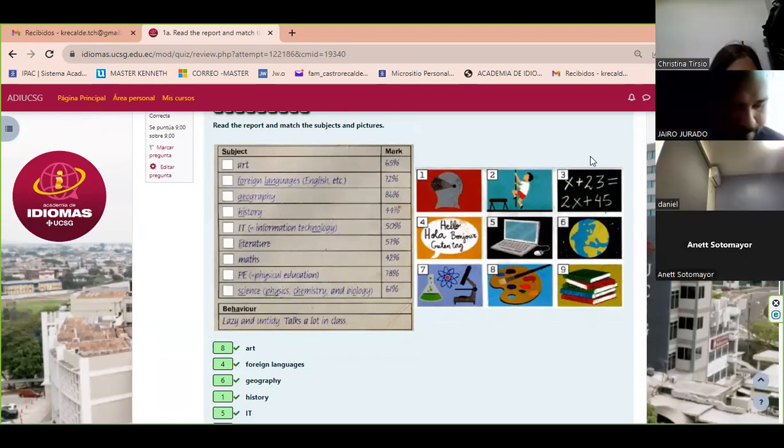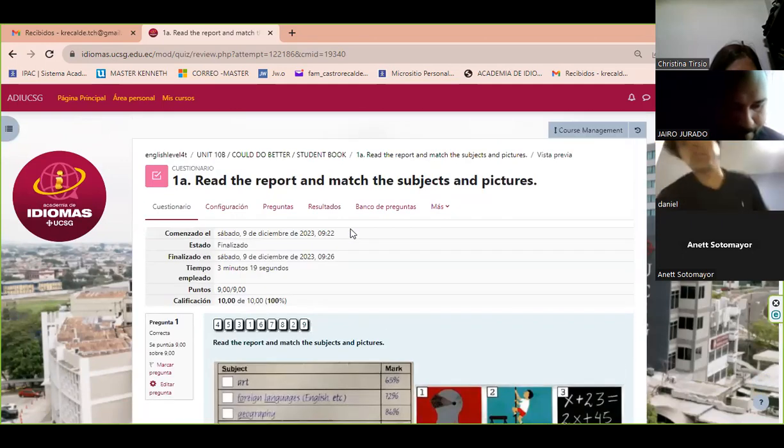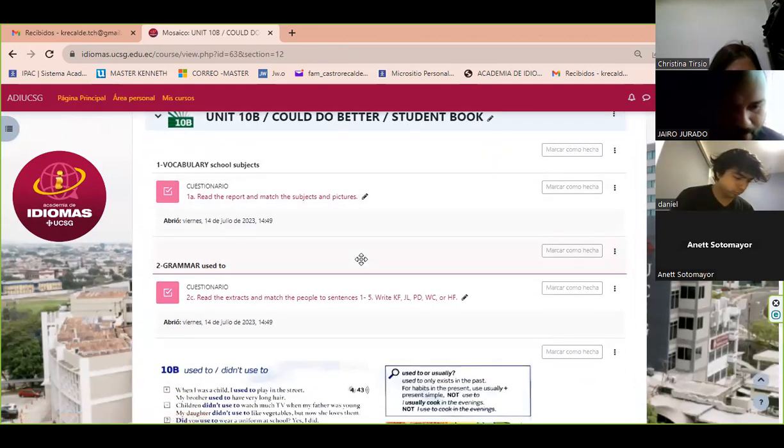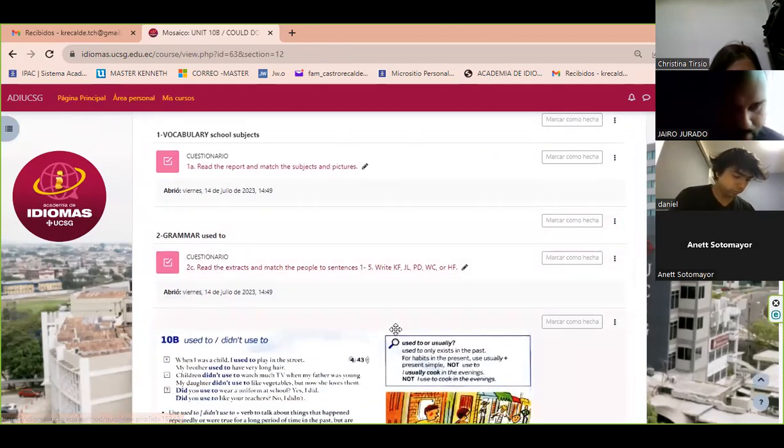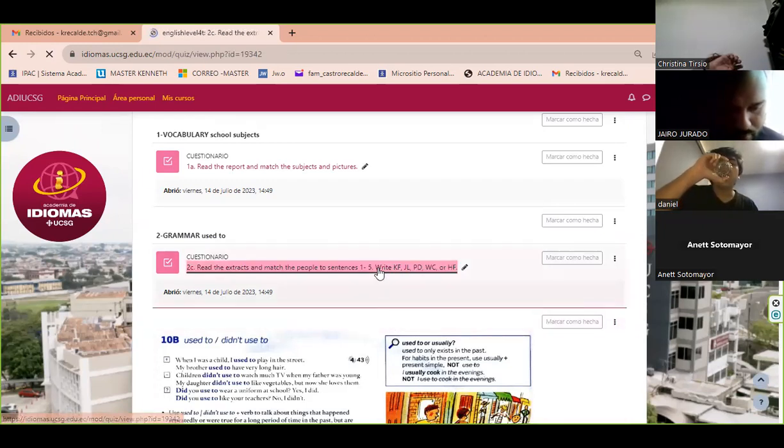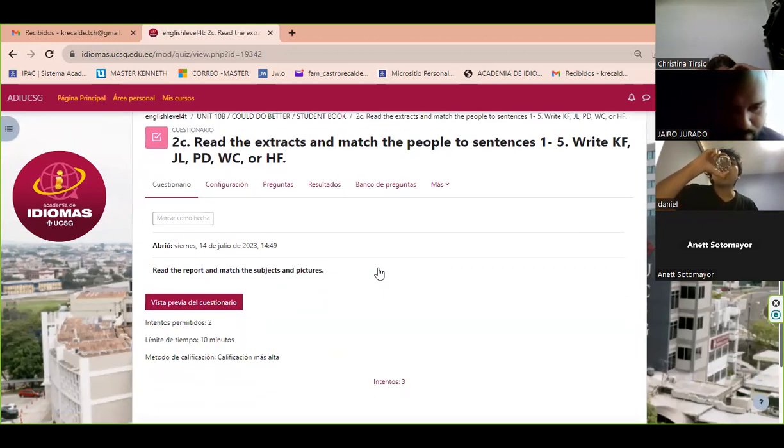Let's see. Now that we finish this, let's continue with the other exercise. Okay. Now it says, read the extracts and match the people to the sentences 1 to 5. Let's do exercise number 2.